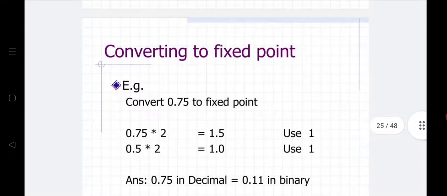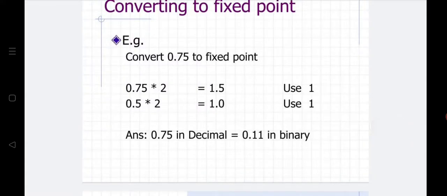Okay, let us take one small example here. Convert 0.75 to the fixed point representation. So what I will be doing, I need to take only the fractional value and multiply it by 2. What is the answer you will be getting here? 1.5. And this 1.5 is greater than 1, so I will be keeping the value as 1. Again, in the result which you have got, I need to take only the fractional part. What is my fractional part here? 0.5. Now multiply 0.5 by 2. What is the result you are getting here? 1.0. So the value I will be using here is 1.